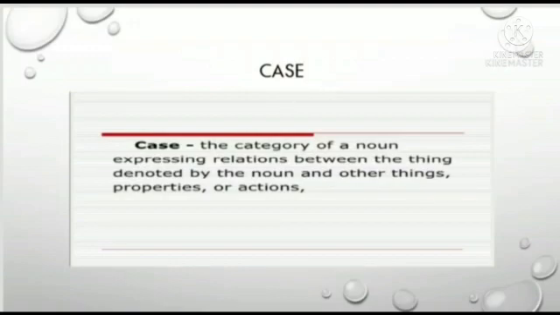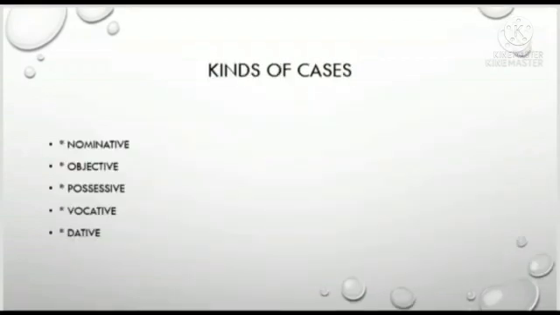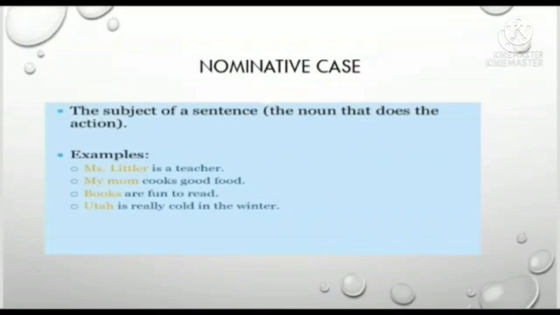Nouns in English have 5 cases, and the kinds of cases are nominative case, objective case, possessive case, vocative case, and dative case. Now, first of all, nominative case.